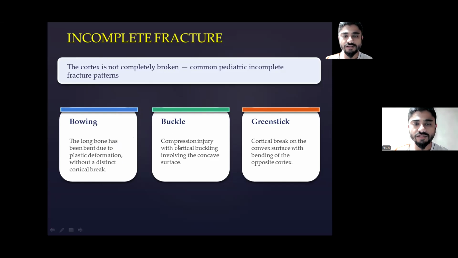A bowing fracture is simply a bend in the bone due to plastic deformation because of the malleable nature of the bones in the pediatric skeleton. You won't see any cortical breaks in a bowing fracture. Second is the buckle fracture. When compression is applied on the concave surface of the bone, you will see cortical buckling; then you call it a buckle fracture. Now coming to the last one, the greenstick fracture: the break happens on the convex surface of the bone. We'll discuss these one by one.